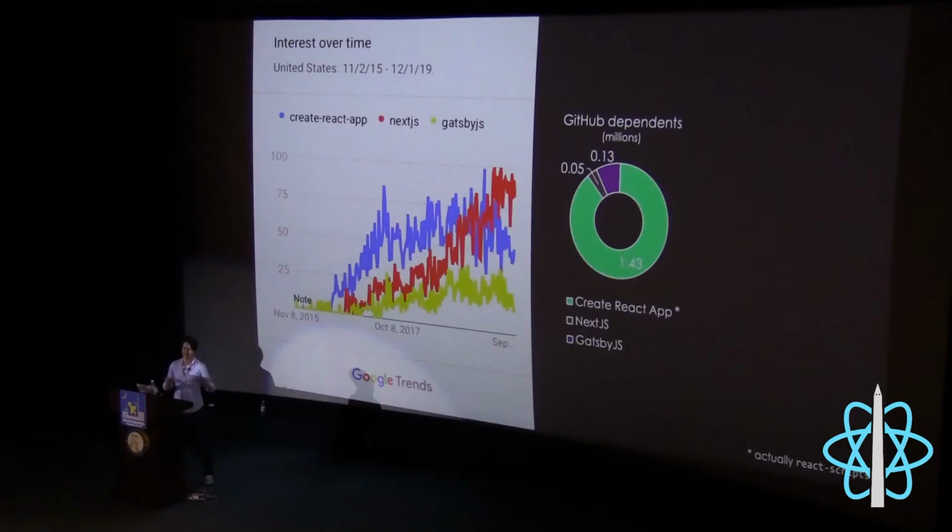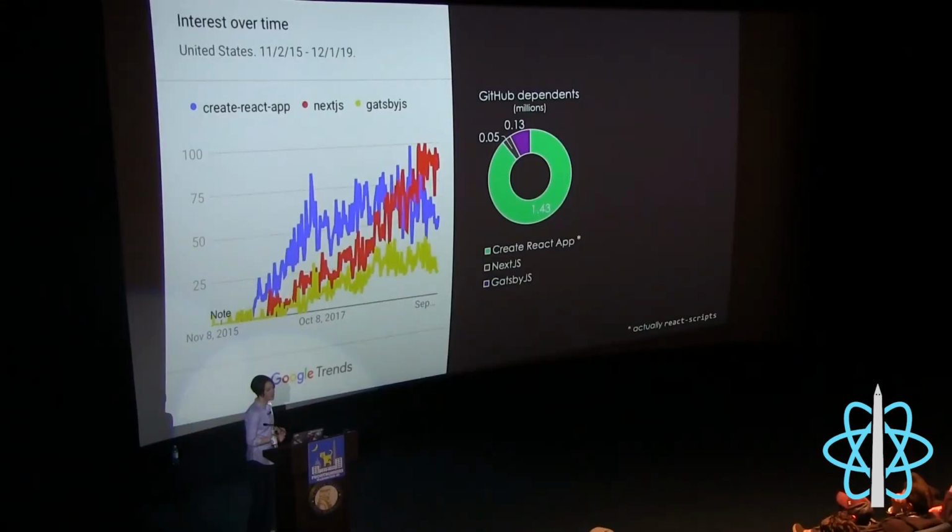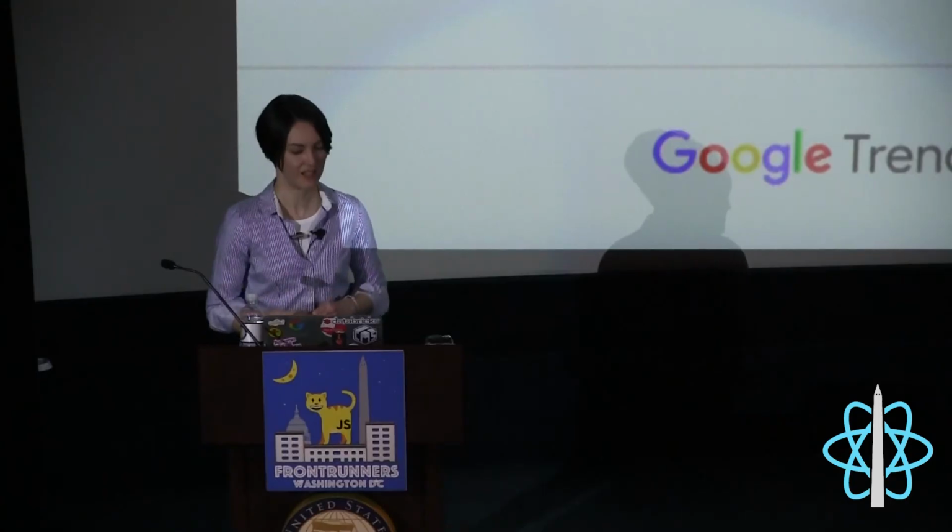Point of clarification, this is actually looking at repos that are dependent on React scripts, not just Create React App as in the CLI. But you can see that this is aggregate. This is since the beginning of time. And of course, Create React App has been around for far longer. But basically, Create React App ate the web's lunch in terms of market share.